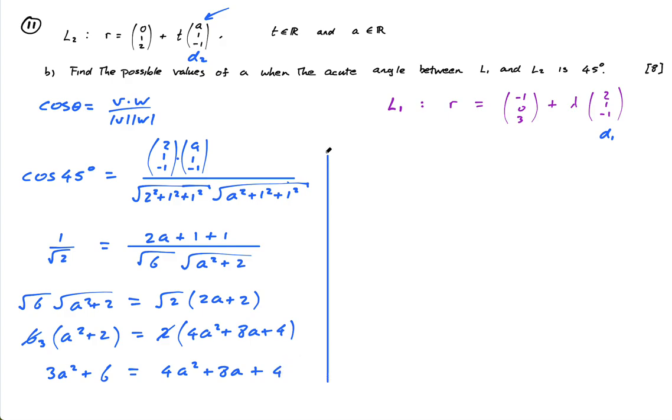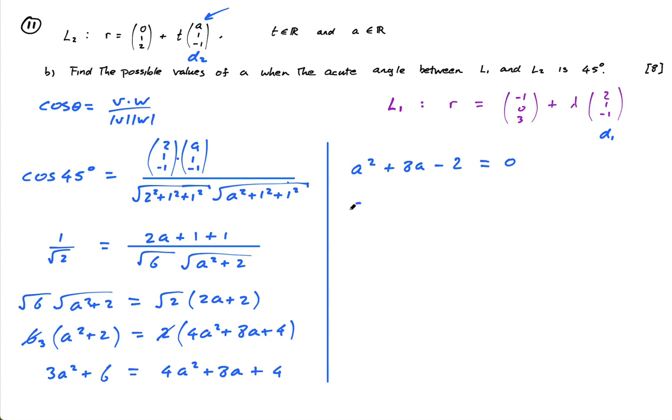Okay, I'm going to move over to here. So 4a squared minus 3a squared is a squared. Plus 8a. And then 4 minus 6 is minus 2. This equals 0. So I've just brought everything to the right and switched it around. Hopefully you're all okay with that. This doesn't factorize because 2 times 1 is 2 and I need 8. It doesn't factorize, so I'm going to use the quadratic formula.